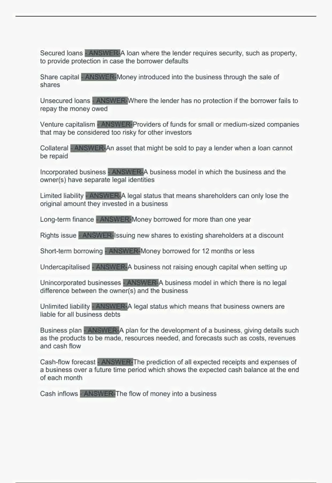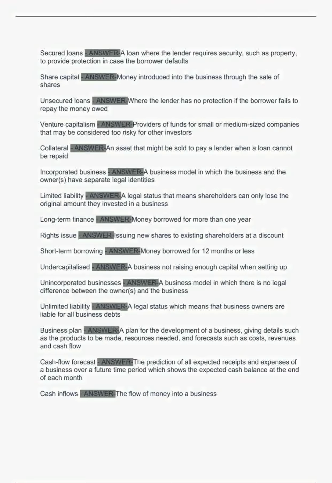Money introduced into the business through the sale of shares. Unsecured loans. Answer. Where the lender has no protection if the borrower fails to repay the money owed. Venture capitalism. Answer. Providers of funds for small or medium-sized companies that may be considered too risky for other investors. Collateral. Answer. An asset that might be sold to pay a lender when a loan cannot be repaid.